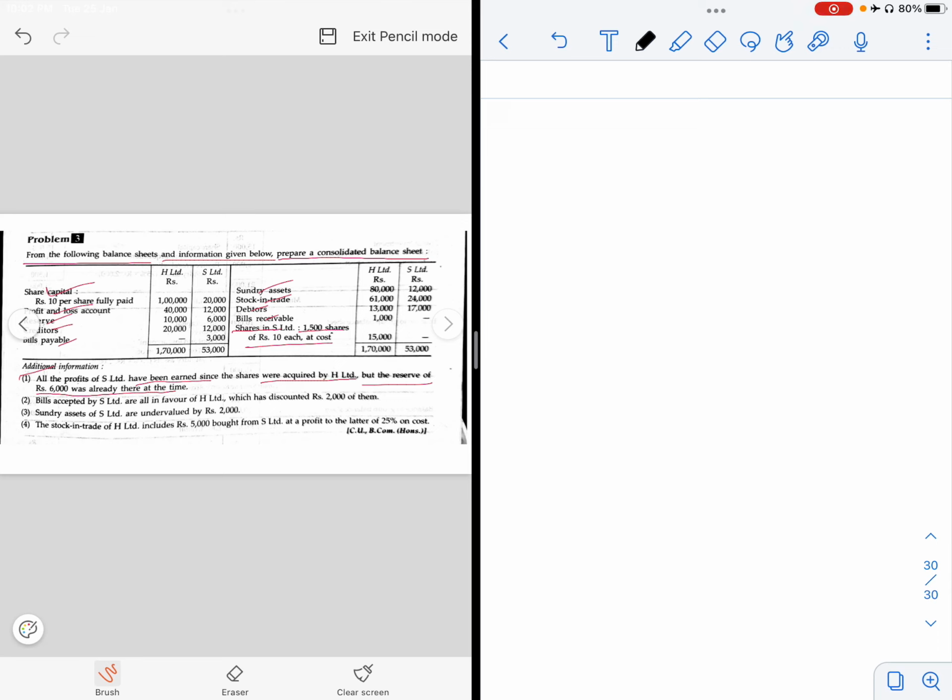The reserve of 6,000 is capital profit. Bills accepted by S Limited are all in favor of H Limited, which has discounted rupees 2,000 of them. This is an internal company debt. Sundry assets of S Limited are undervalued by rupees 2,000, so undervaluation of assets is also capital profit. The stock in trade of H Limited includes rupees 5,000 bought from S Limited at a profit to the latter of 25% on cost.